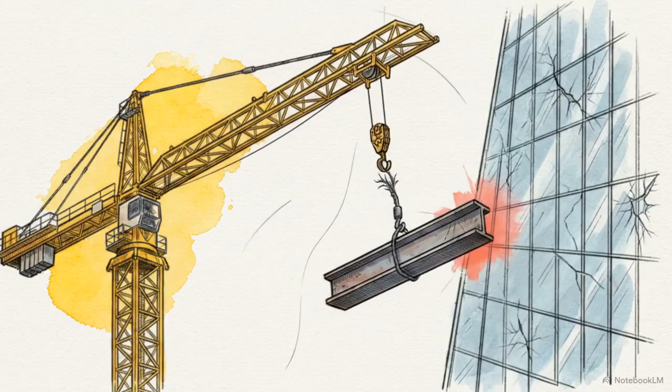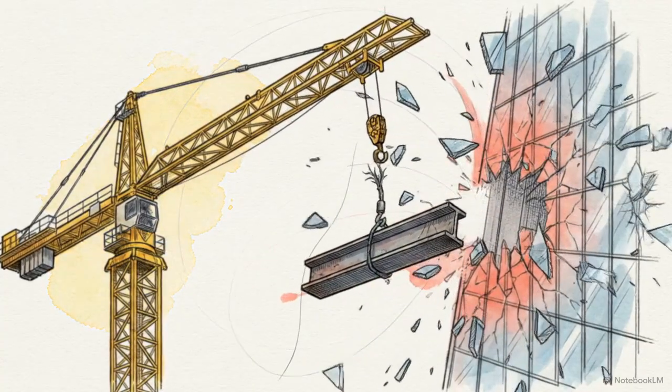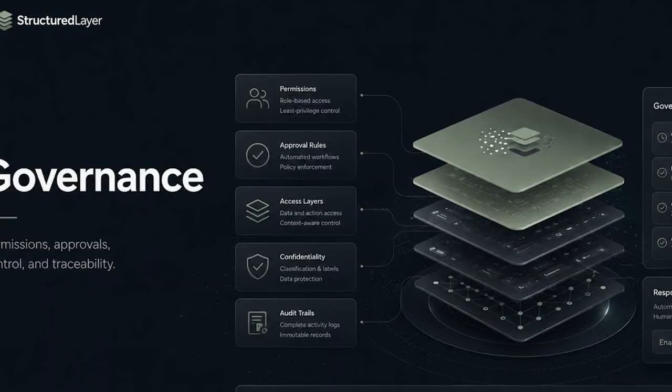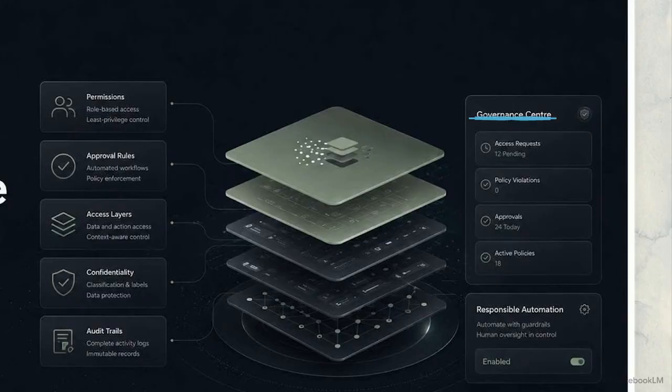Accelerating an operation without systemic controls is a massive risk. In fact, automation without governance creates an absolute enterprise liability. This framework shows how governance as code works. Access controls and permissions are baked directly into the operating layer itself. It operates on the principle of least privilege control, ensuring users only interact with data relevant to their role. Automated policy enforcement intercepts compliance violations before they can execute, acting as an invisible management layer. Administrators manage this from the Governance Center on the right, which provides real-time visibility into active policies and pending requests.